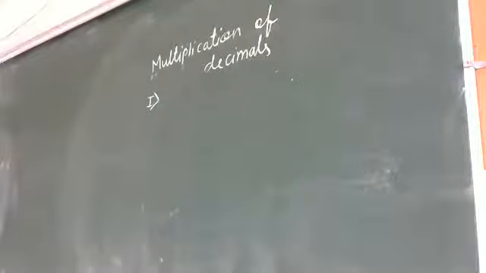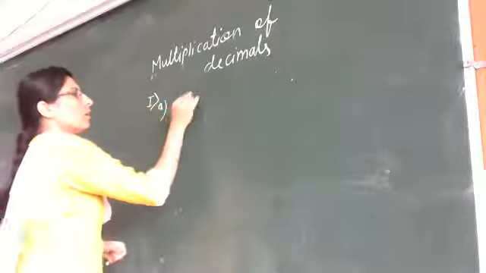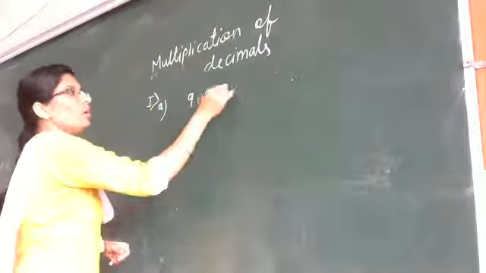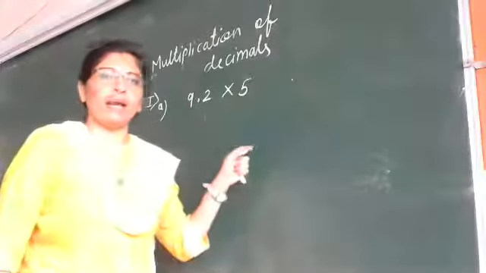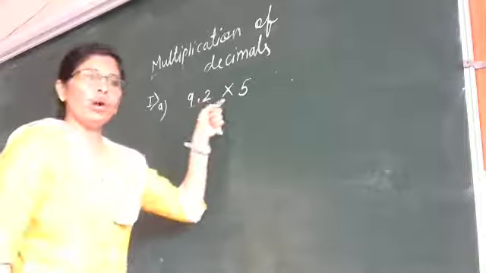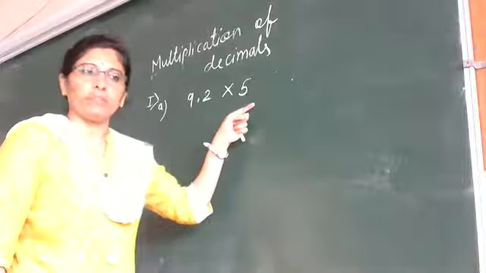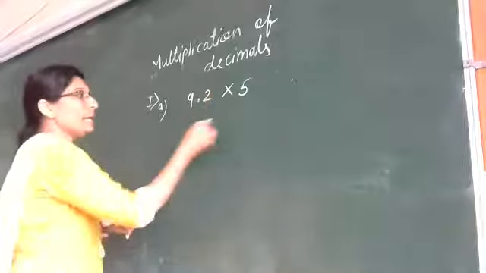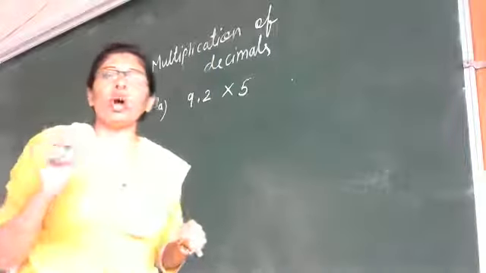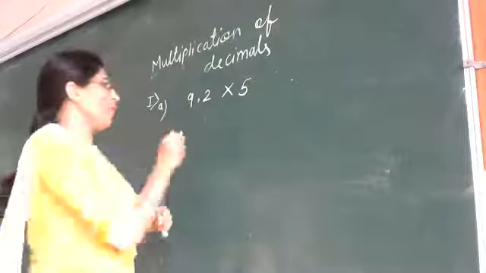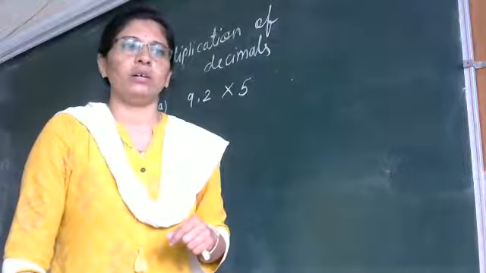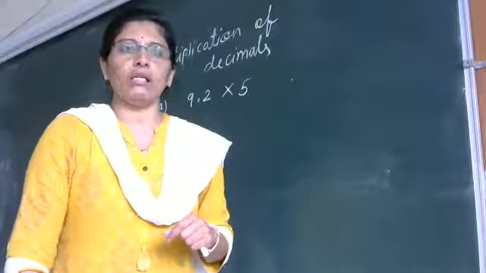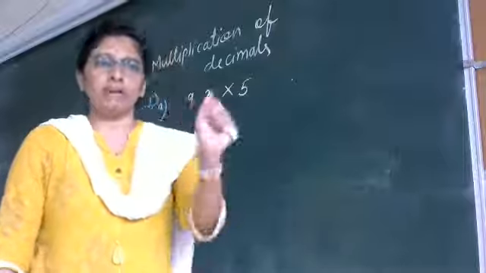For example, 9.2 multiplied with 5. Here I have taken one example, 9.2 multiplied with 5. See carefully how to do it. When we are multiplying, we should not take the decimal point. We have to take only the numbers.